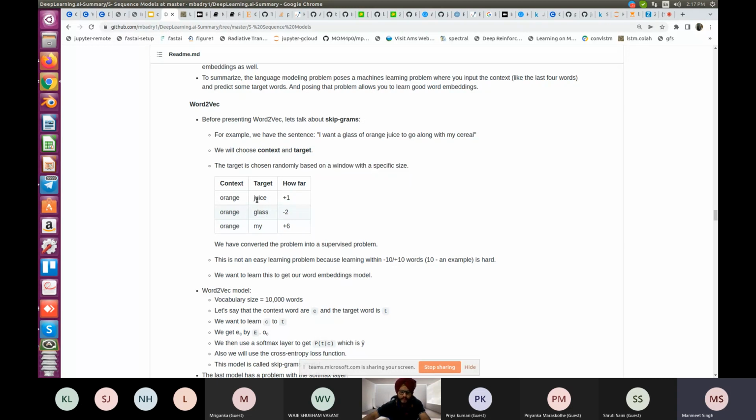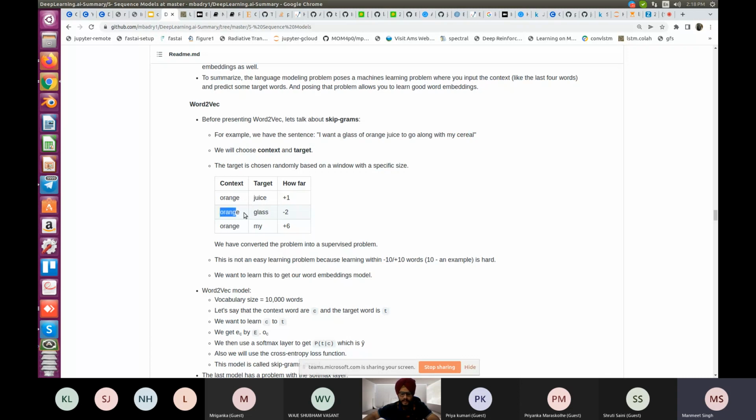Let's say the target word is juice. For target word juice, orange can be a good context. The distance between orange and juice in this sentence is just one step ahead. So it's +1.